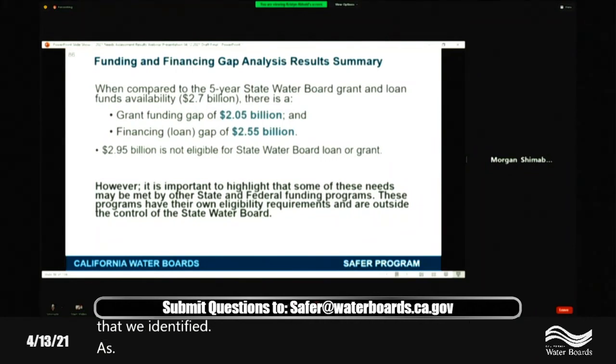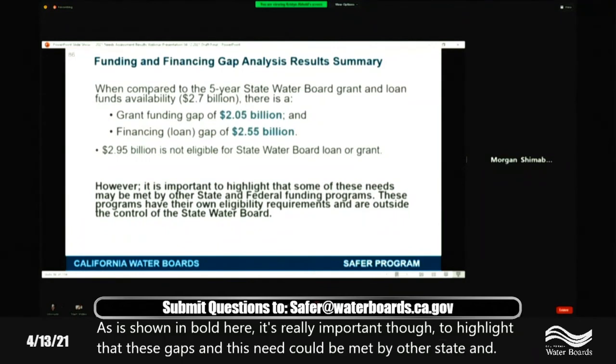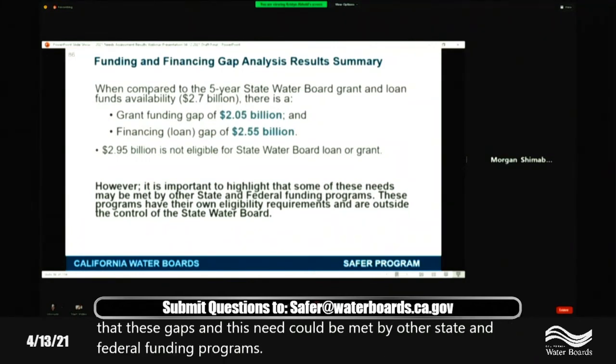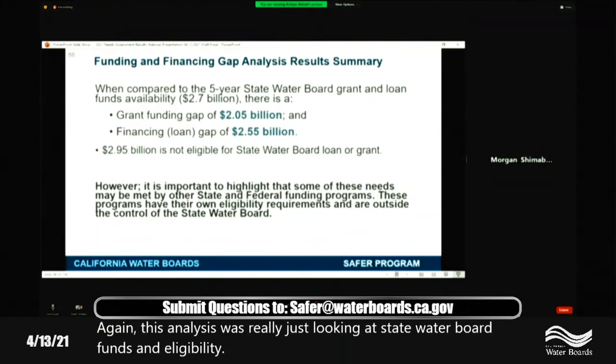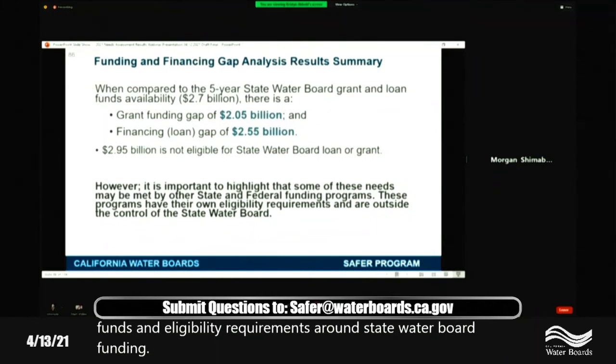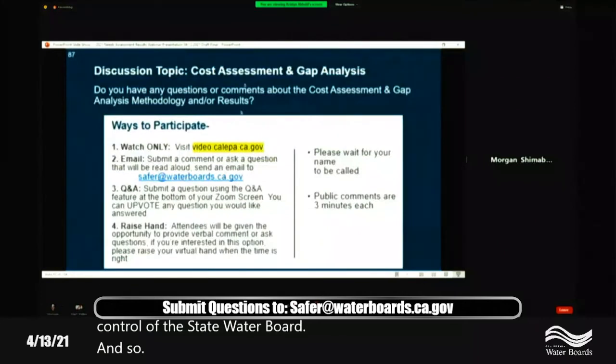As is shown in bold here, it's really important though to highlight that these gaps and this need could be met by other state and federal funding programs. And again, this analysis was really just looking at state water board funds and eligibility requirements around state water board funding, as the other state and federal programs are outside the control of the state water board. So with that, I will turn it back over to Kristen.